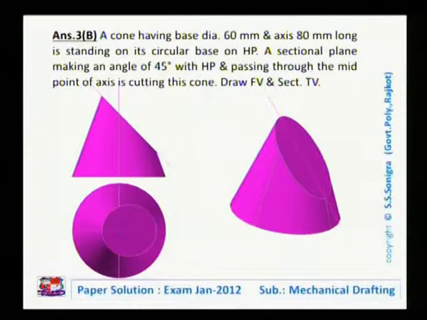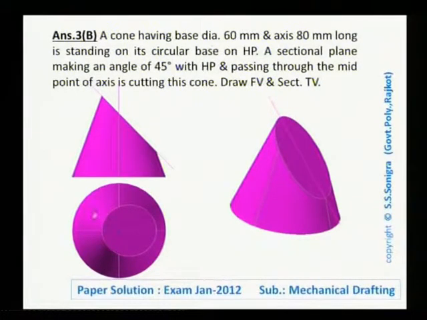If you look from the top side, this cone would appear as this in top view and like this in front view. If you look from this direction, its front view would appear like this. Here we have to draw the projections, the front view and the sectional top view. In sectional top view, it would appear like this, slightly elliptical. So how to draw this?